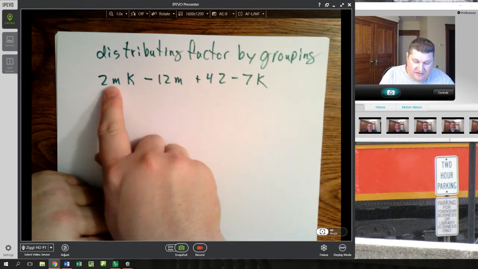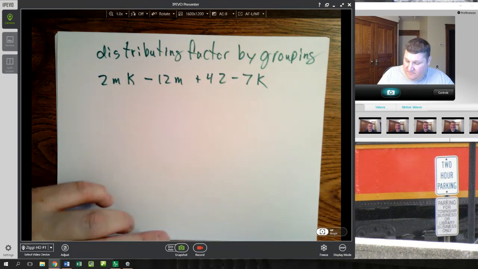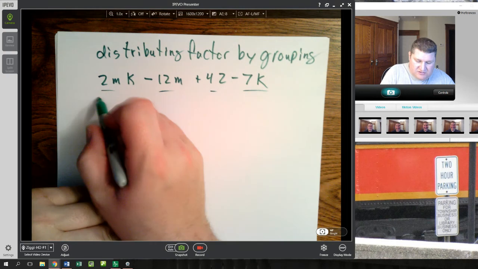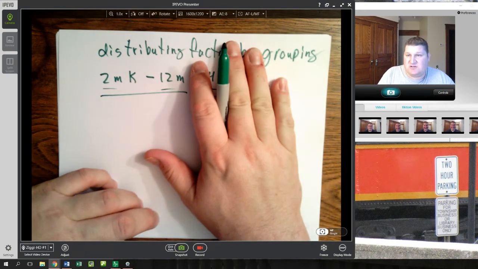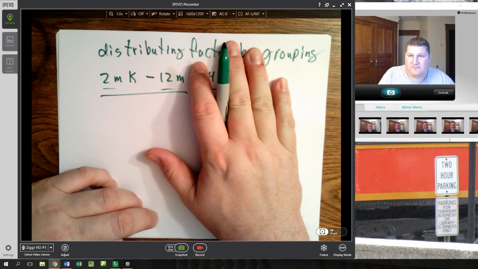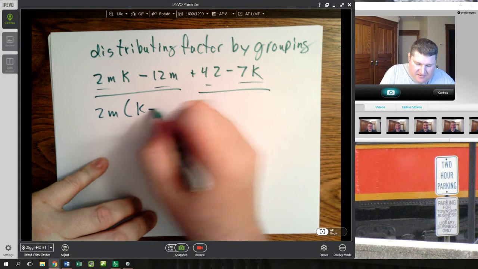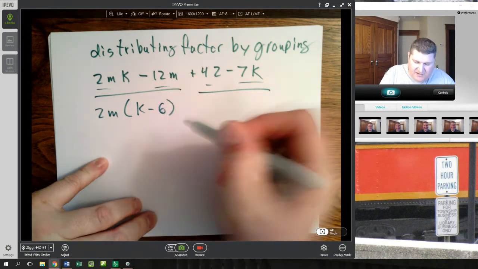No, I can't take out a k. Take out an m, take out an m. Oh, crap. Okay, I can't do that either. So, in this case, it's a 4-parter. So let's take these 2 parts and these 2 parts and see what we can do. If I have just those 2 parts, what can I take out? 2m, leaving k minus 6, because I take 2 out of 12, I get 6. Take the m away, I get that.